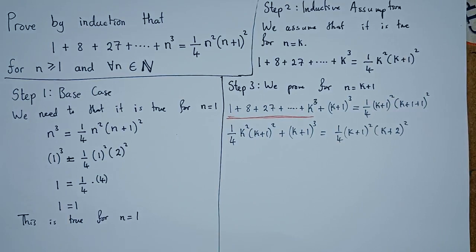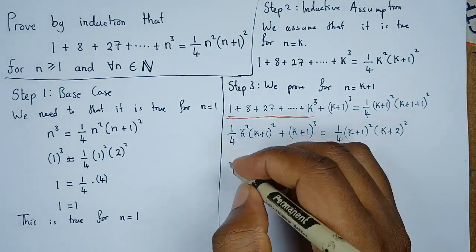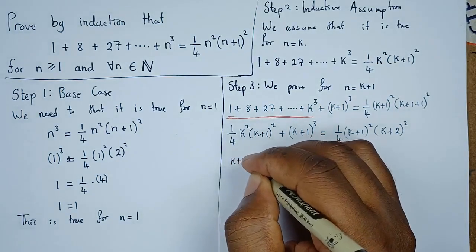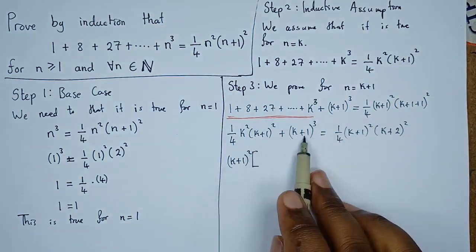So now all we need to do is prove that the left-hand side is the same as the right-hand side. Then we can conclude that it is true by induction. To do that, for these two parts, let's factor out what is common, which is k plus 1 squared. So what remains if you factor out k plus 1 squared?